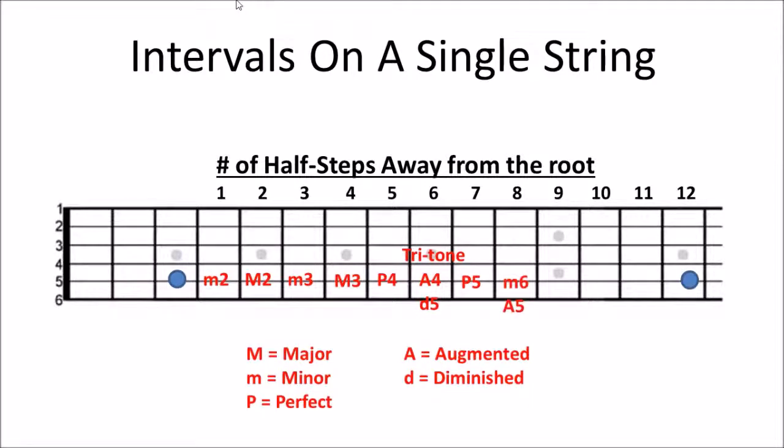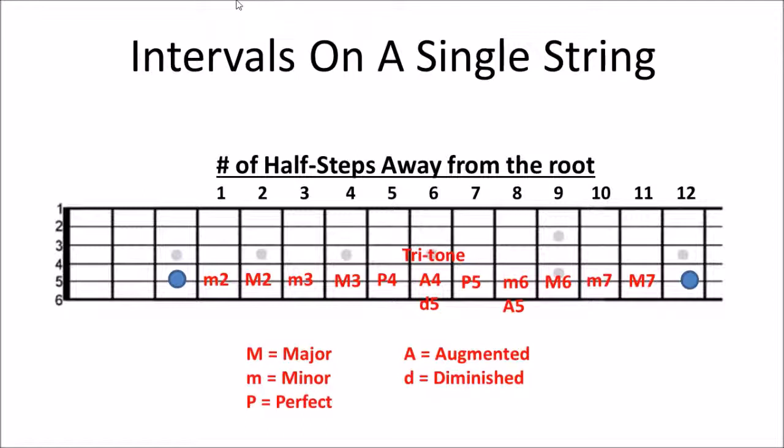8 half steps away is a minor 6th or an augmented 5th. 9 half steps away is a major 6th. 10 half steps away is a minor 7th. 11 half steps is a major 7th. And then 12 half steps away from the root note is the tonic, or 1 octave above the root note.